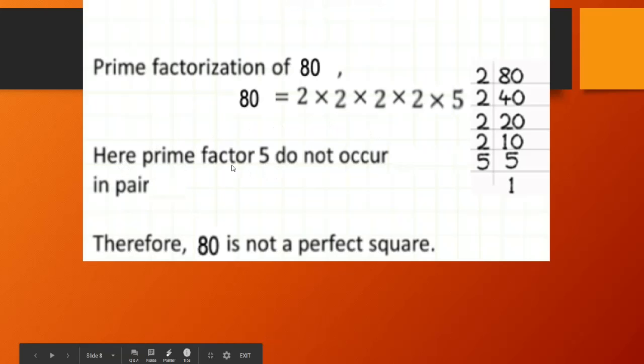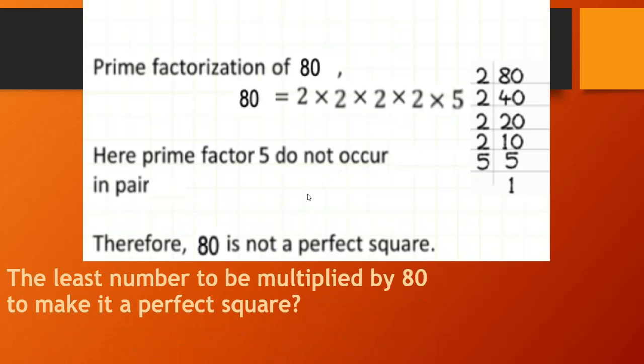So the prime factor 5 does not occur in a pair. As it does not have a pair for 5, 80 cannot be a perfect square. So how do we make it one? What is the least number to be multiplied by 80 to make it a perfect square?